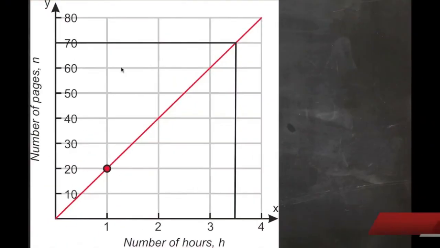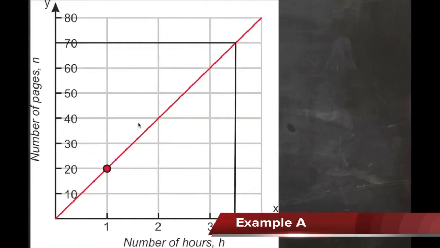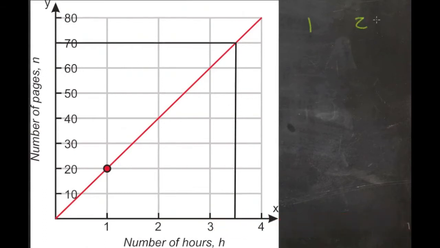Graphing a relationship on the coordinate plane is really just a matter of taking one value from one direction and another value from the other direction and seeing how they relate to each other. In example A, they're talking about a situation where you read 20 pages per hour, which means that if you've read for 1 hour, then you've read 20 pages. If you've read for 2 hours, you read for 40 pages, and so on.